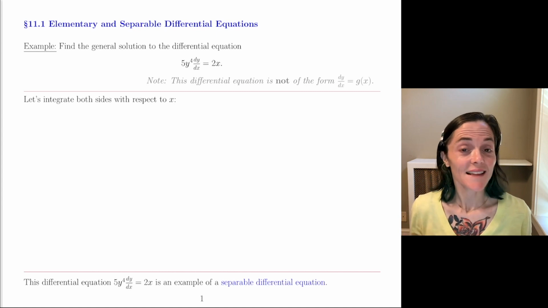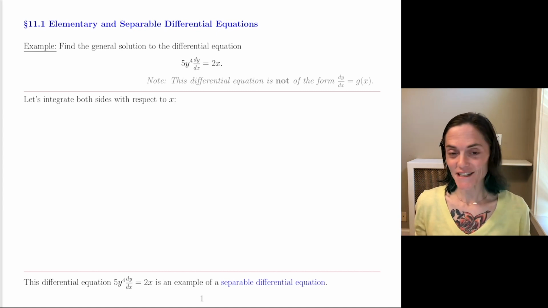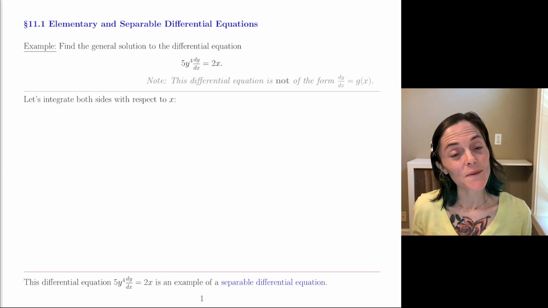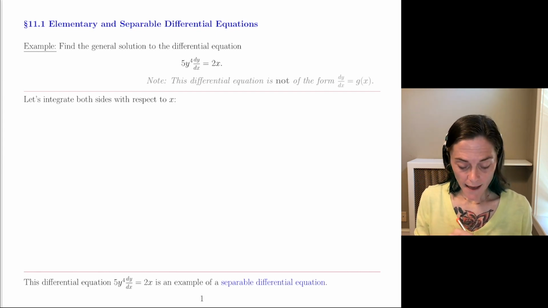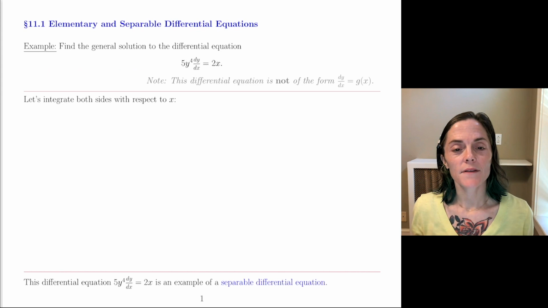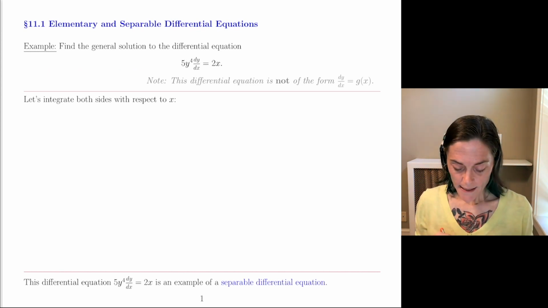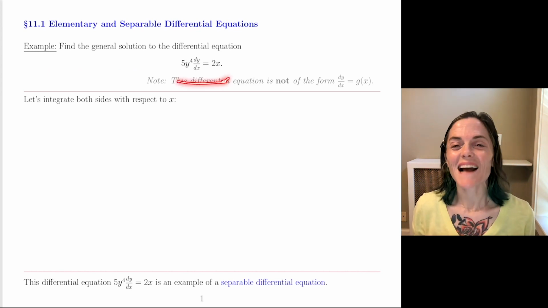Hello, students. Let's continue our discussion of differential equations, and we begin with an example. Find the general solution of this differential equation. It says 5y to the fourth times dy/dx equals 2x.